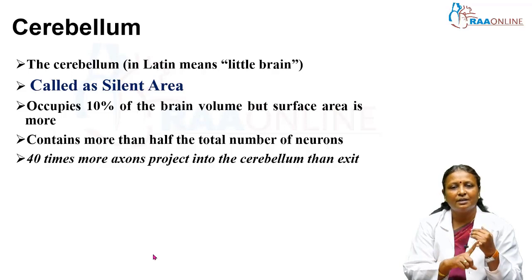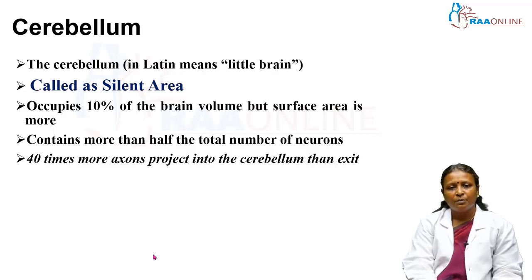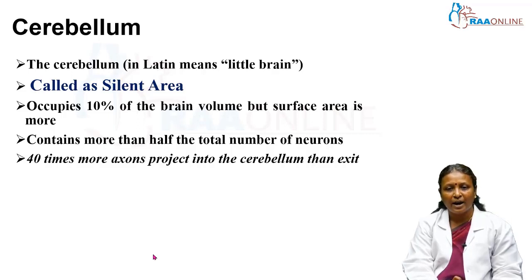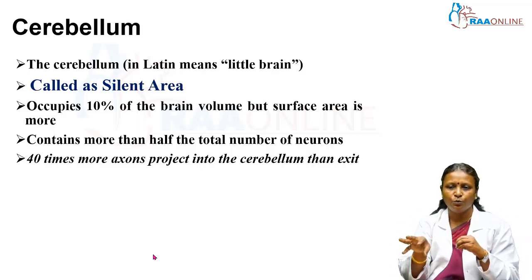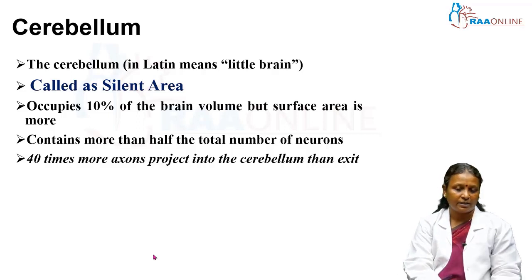Still, whenever there is damage to the cerebellum, there is gross impairment in the execution of motor activity. The cerebellum occupies 10% of the brain volume, but its surface area is very high. It contains more than half the total number of neurons. 40 times more axons project into the cerebellum than exit. That means it receives a lot of information and the output is very little. But this output is very important in executing motor activity.